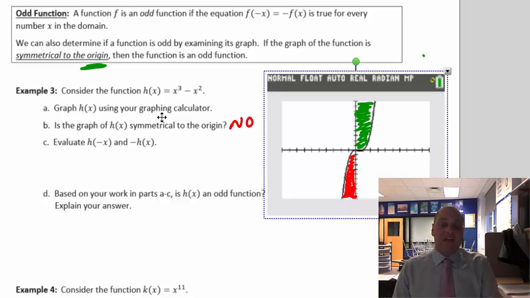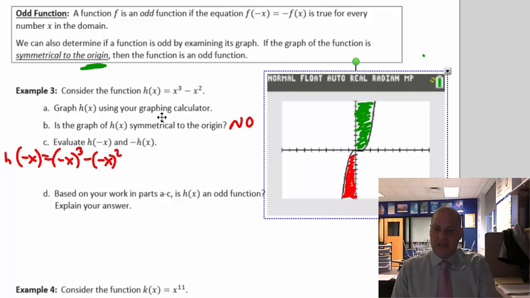Evaluate h of negative x and negative h of x. So we have to do two things here. We have to do h of negative x equals. So we're going to take our function and plug in negative x like we did earlier. So negative x to the third minus negative x squared. So this is going to be negative x to the third and then minus x squared.